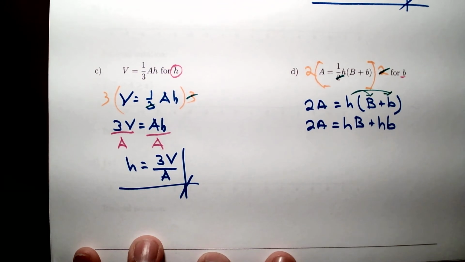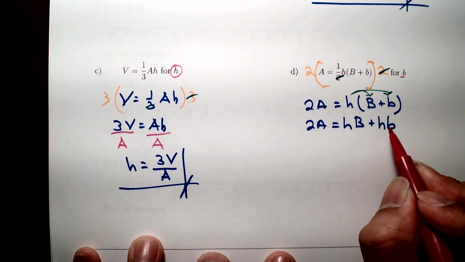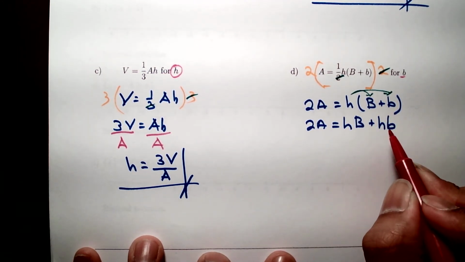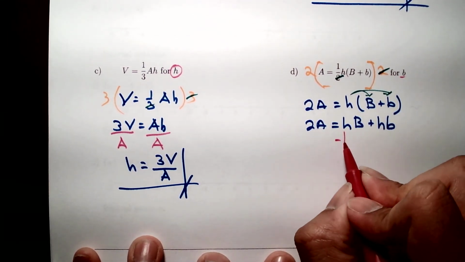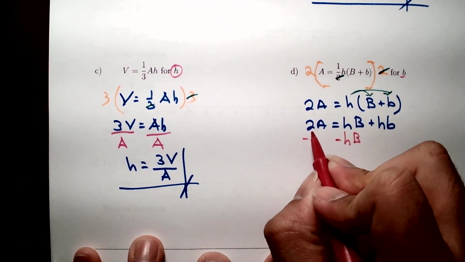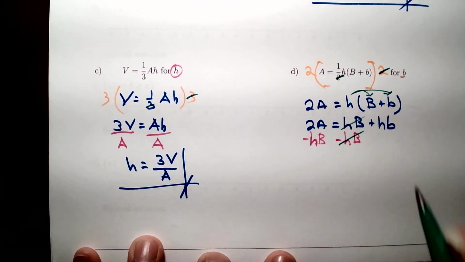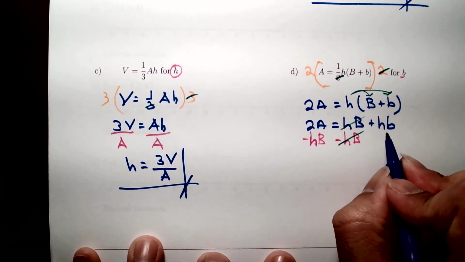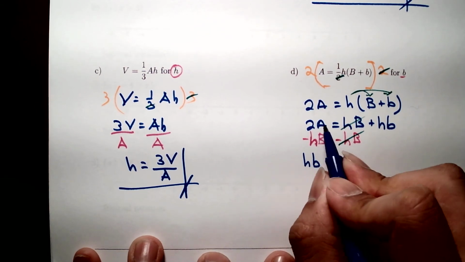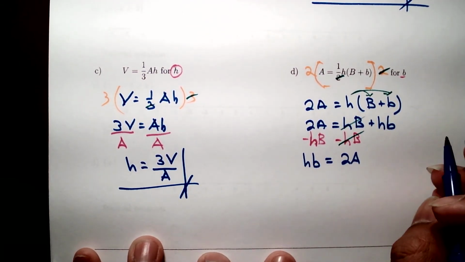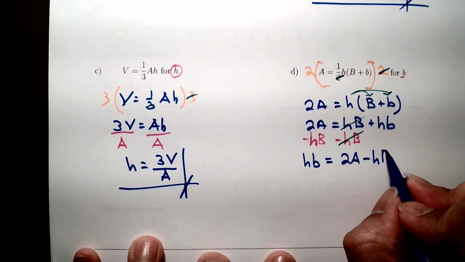Again, keep in mind that we are solving for little b. So the term that has the little b, I'm going to leave alone. That is, I'm going to have this little h little b, and I'm going to move the other term to the other side by subtracting it. That's going to cancel these two, and that's going to leave us with h little b equals 2A minus little h big B.